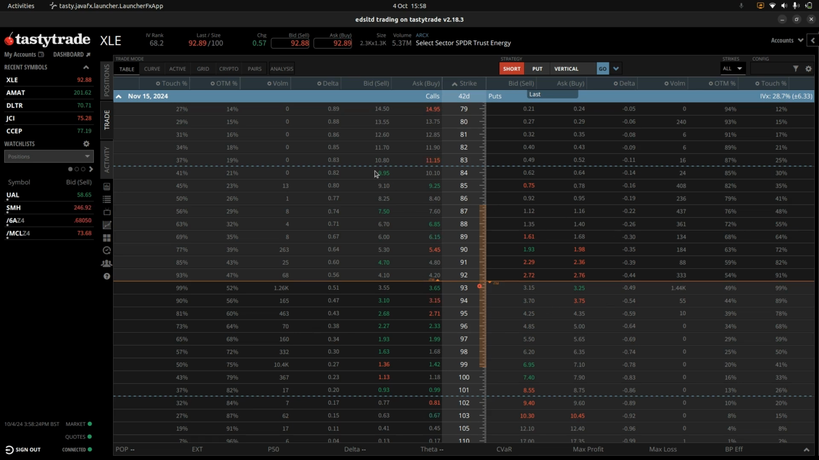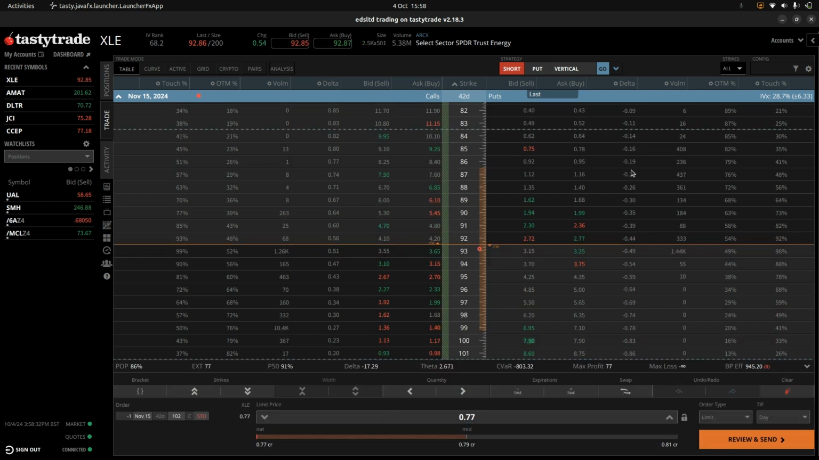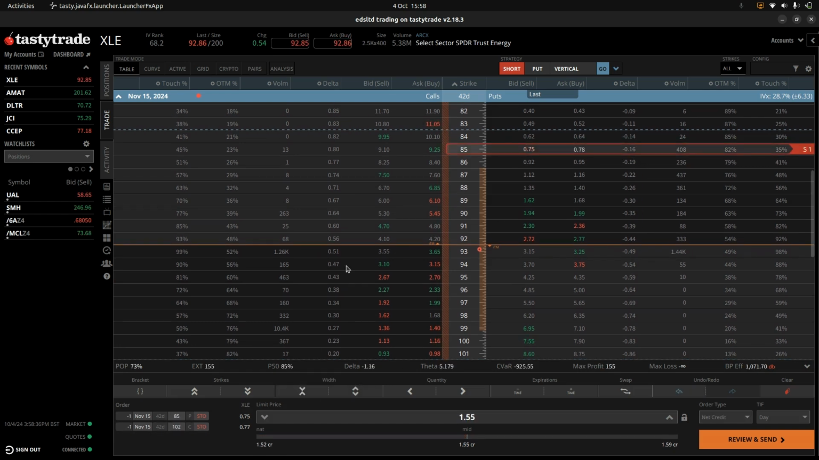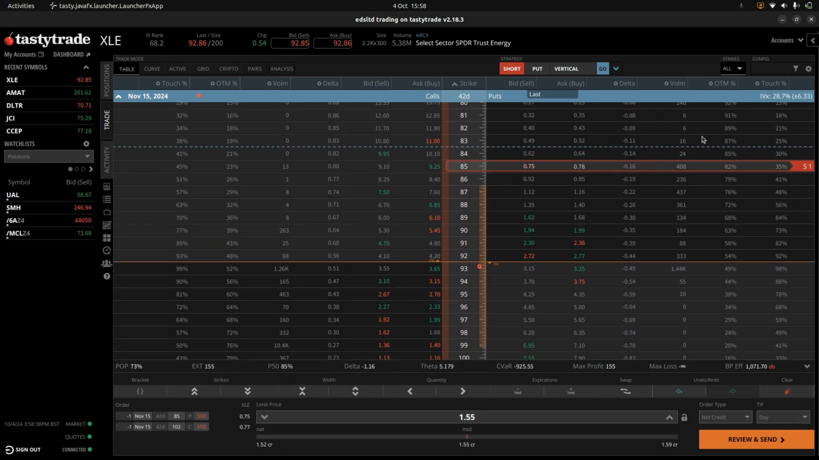So if we come over to the delta column here, as you can see, we've got a 17 delta here, which looks really nice. And then we've got a 16 delta on the put side. So 17 delta on the call side, 16 delta on the put side. That is delta neutral, near enough delta neutral. Technically, we've got a negative 1.33 deltas on this position, but it's fine.